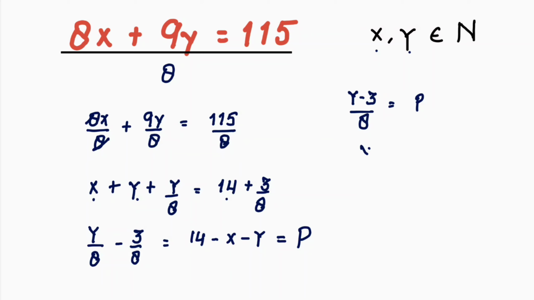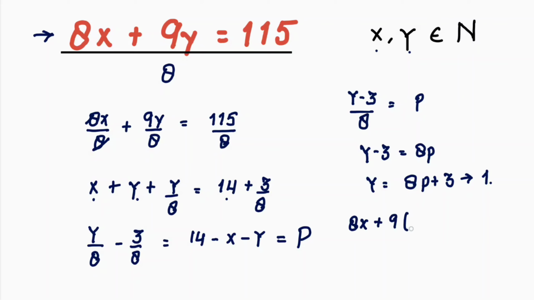Multiply both sides by 8. y - 3 is 8p, so y becomes 8p + 3. Take this as equation 1. Put this value of y in the original equation.